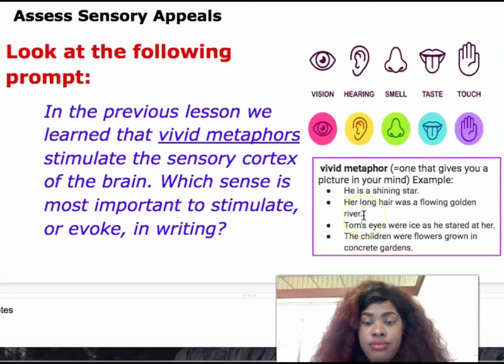Flowing golden river. This is going to activate my vision or my hearing or my smell or my taste or my touch, which is sensory, and it's going to activate this portion of my brain, my sensory cortex. So I want you guys to ask yourselves, which sense out of these is most important to stimulate or evoke in writing?